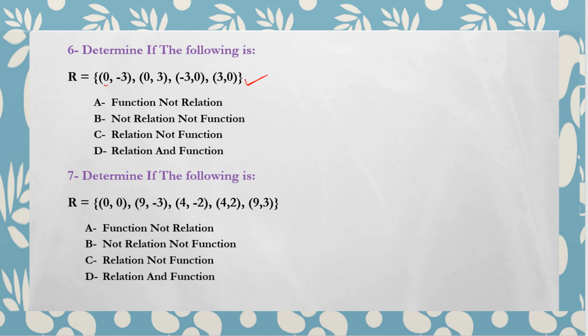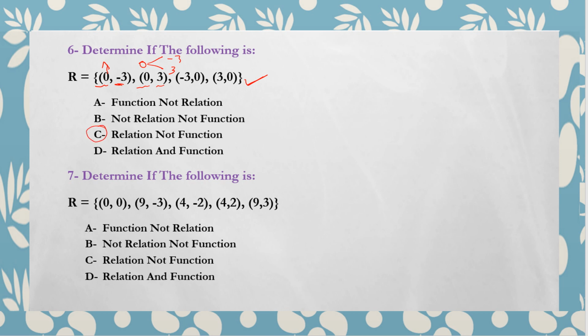As we see here, 0, the first value of the domain, corresponds to -3, and the 0 is repeated here but corresponds to 3, so 0 goes to -3 and 3. So we can say that this is a relation but not a function, because there is an element in the domain, which is 0, that corresponds to more than one element in the range. So this is a relation, not a function, and the correct answer would be C.